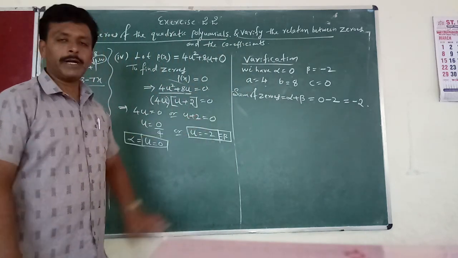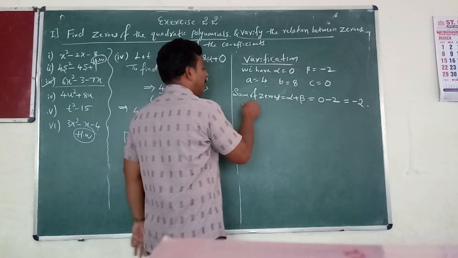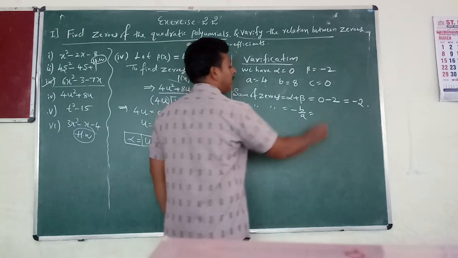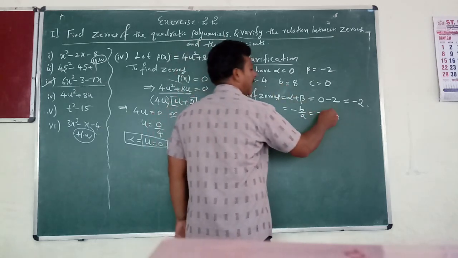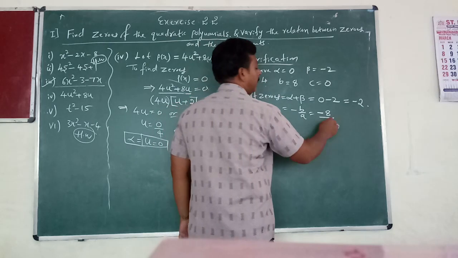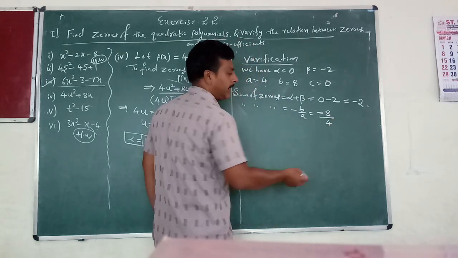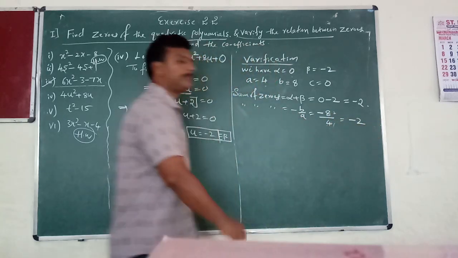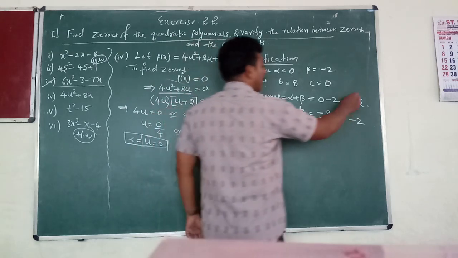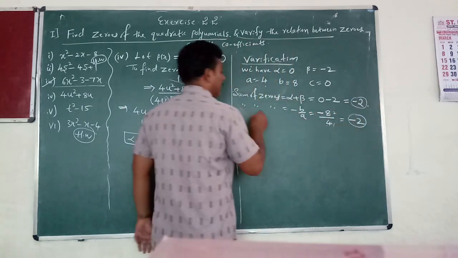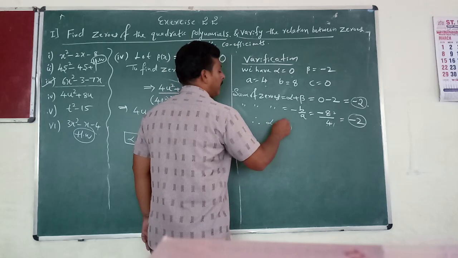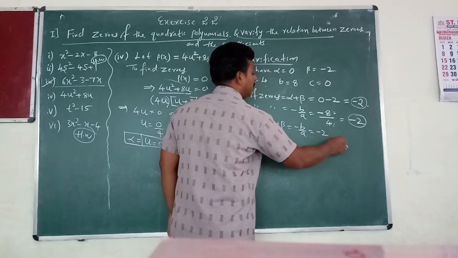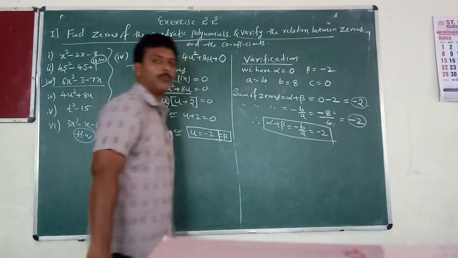Now the same we can find out by the coefficient formula. Sum of zeros is minus b by a. Minus means minus, b value is 8 divided by a value is 4. Can we cancel? Easily we can cancel. 4 ones are 4, 4 twos are 8. So it becomes minus 2. Look, both are minus 2, the same. Therefore alpha plus beta is equal to minus b by a is equal to minus 2. This is verification number 1.